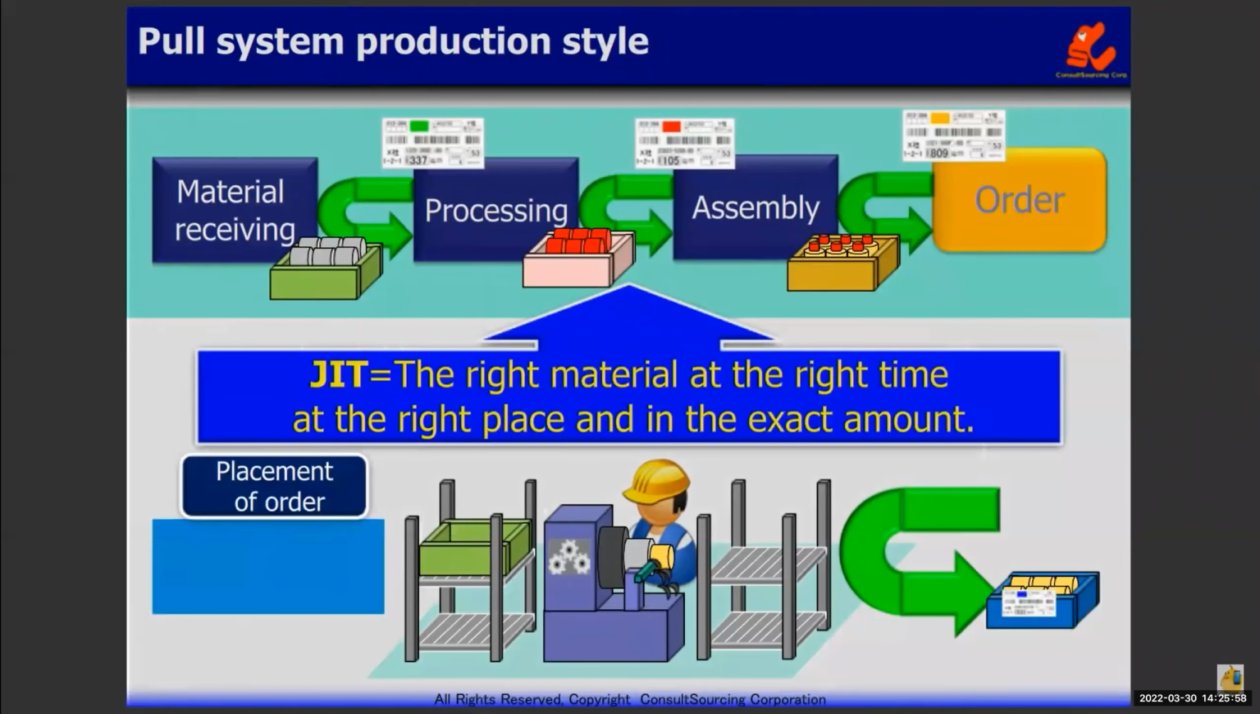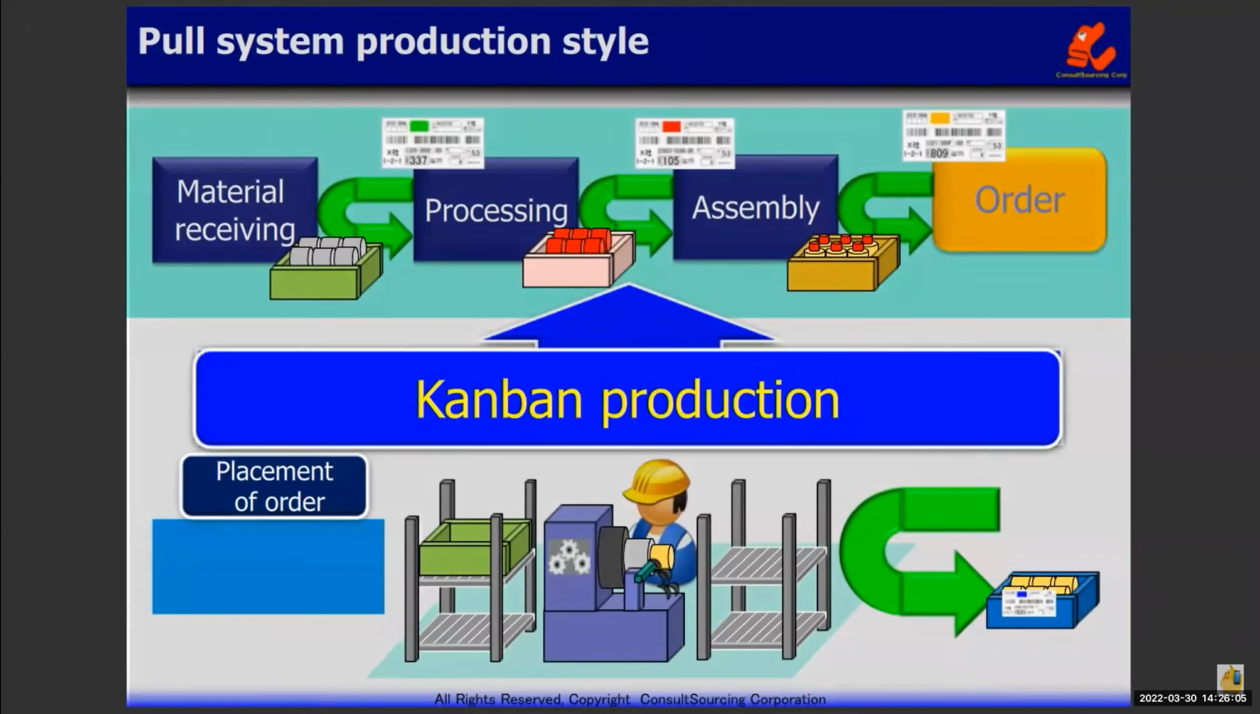Now, after producing them, the Kanban of the materials used for processing will be passed on to the previous process to place an order. In this manner, a trigger for production is created, a pull system using the Kanban that is called production.